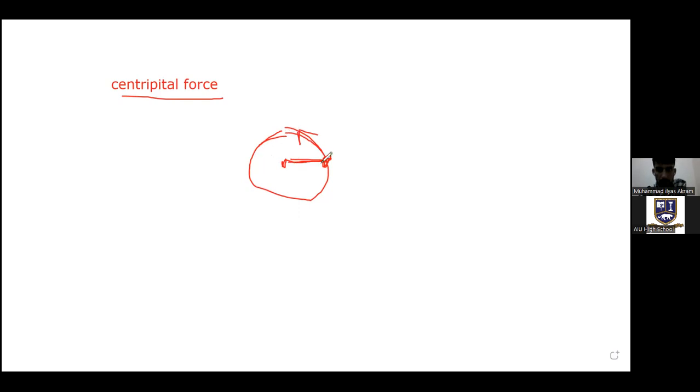This thread creates tension in the stone and allows it to move in a circular motion. If we throw the stone in a straight direction, it will travel straight, while the finger causes the stone to move in a circle by the centripetal force. The centripetal force is the force that causes a body to move in a circular motion instead of linear motion. So we have a formula: centripetal force equals the mass of the object.